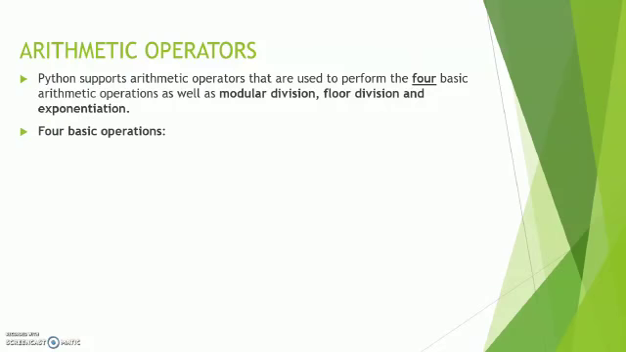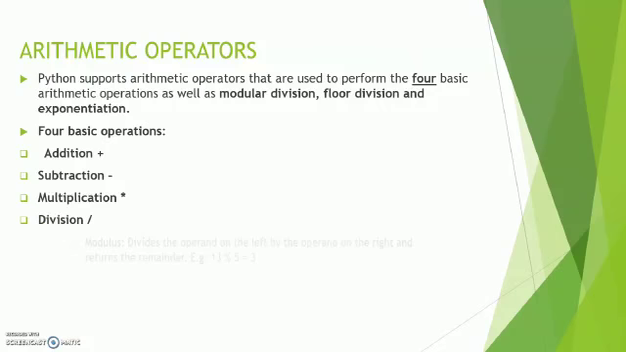For the 4 basic operations, the common ones we know, that is addition, 2 plus 3 is equal to 5, subtraction, 4 minus 2 is equal to 2, multiplication, 2 times 3 is equal to 6, and division, such as 10 divided by 2 is equal to 5. So these are the 4 basic operations.